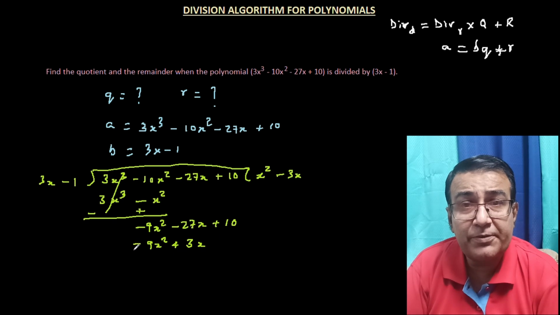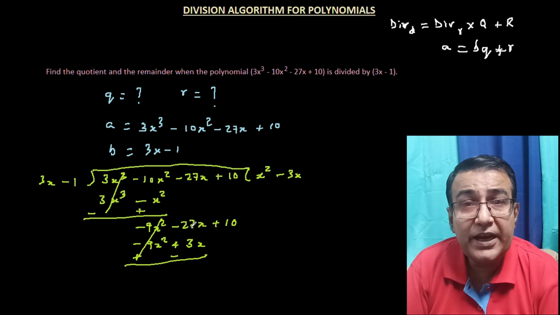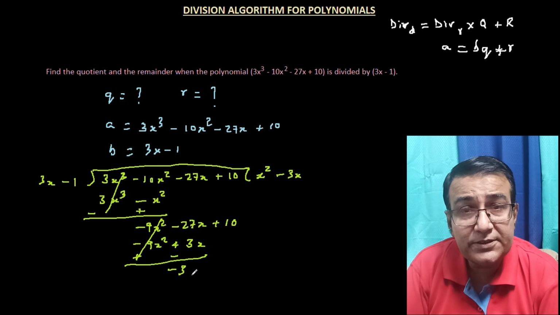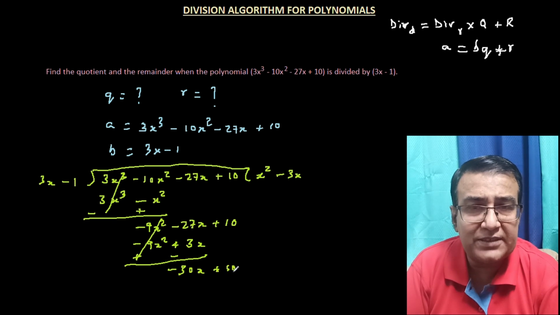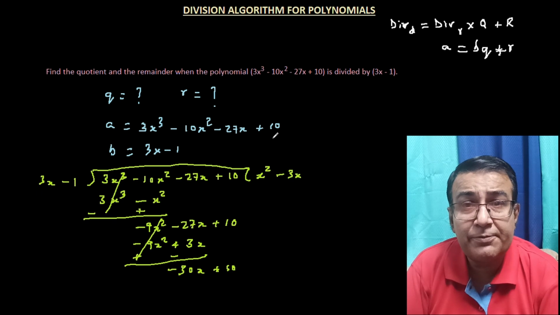And since we have to subtract, this becomes positive, this becomes negative. The 9x square can now get cancelled out, and minus 27x minus 3x gives us minus 30x, and the plus 10 can come down as it is. So minus 30x divided by 3x gives us minus 10. Minus 10 goes into the quotient.